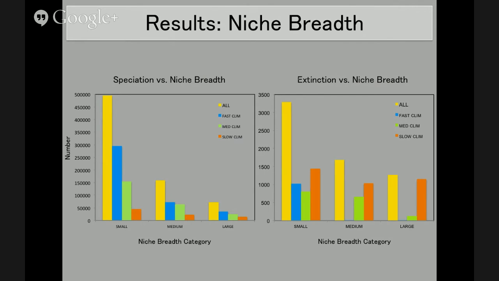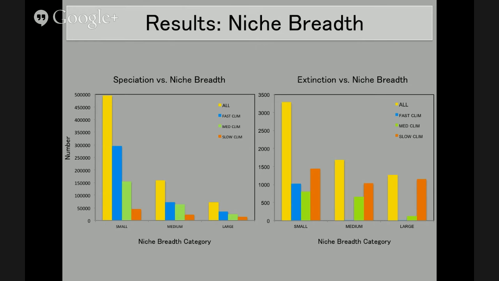And then from these trees, we could calculate the number of speciation and extinction events for all of the different macroecological permutations. And we can begin using this data to at least qualitatively assess some of our hypotheses. So our first hypothesis, if you remember back, was that species with smaller niche breadths would have a positive impact on rates of speciation and extinction.